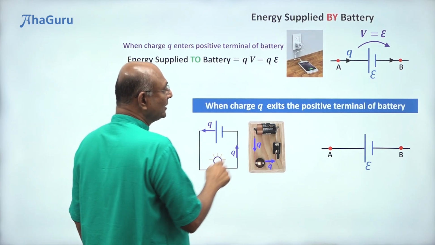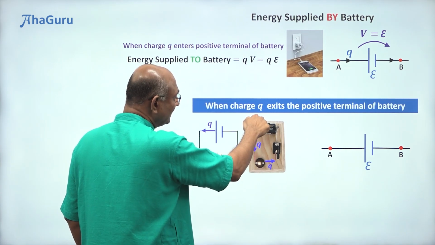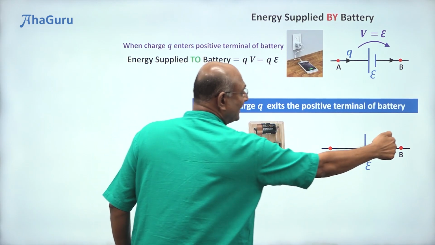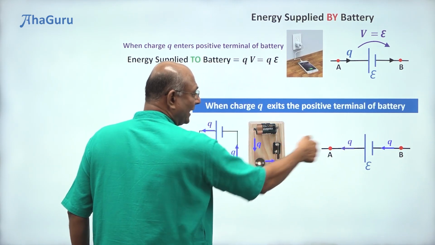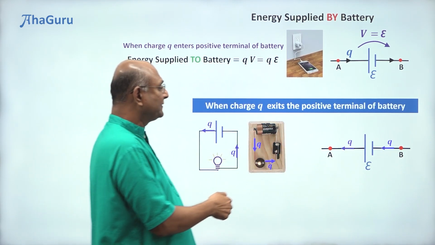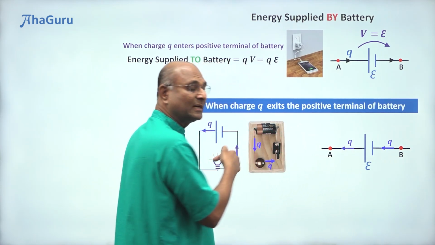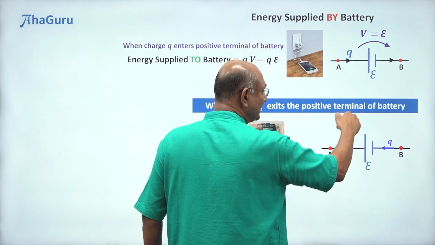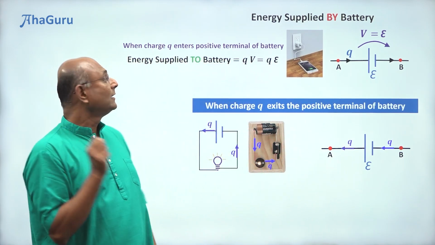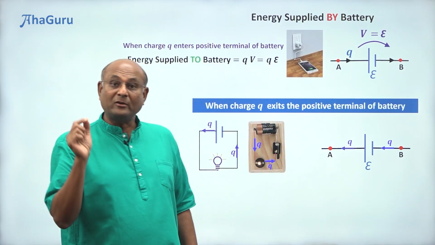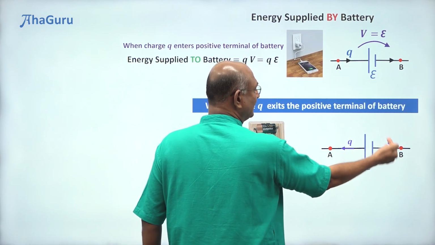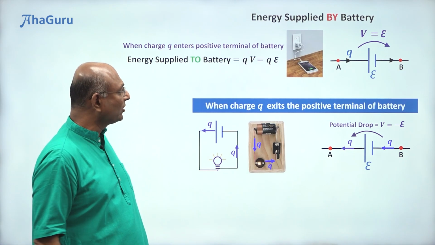Let us look at that. So now what is happening? The charge is coming out of the positive terminal. It is entering the negative terminal. So it is entering this way and coming out like that. Well, if this is the direction in which the charge is flowing, then you must look at the potential drop this way if I want the energy supplied to the battery. So I'm looking at the potential drop from the entry point to the exit point. So I'm going to look at the potential drop like that.